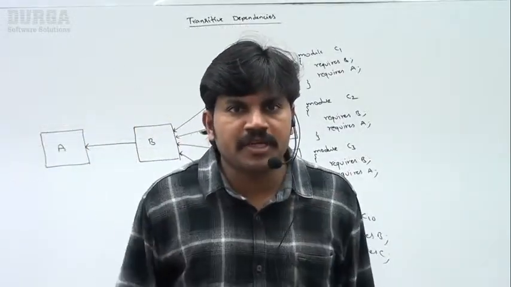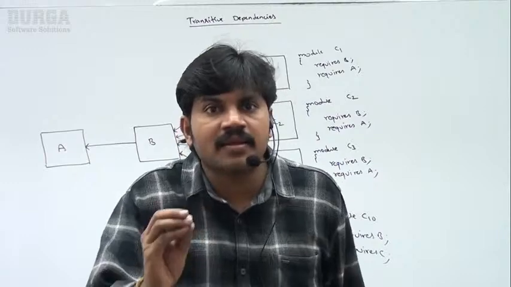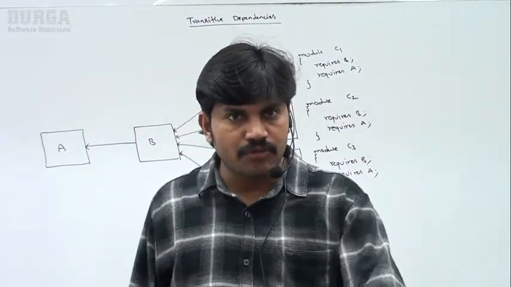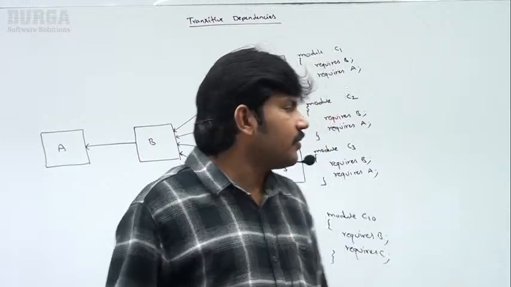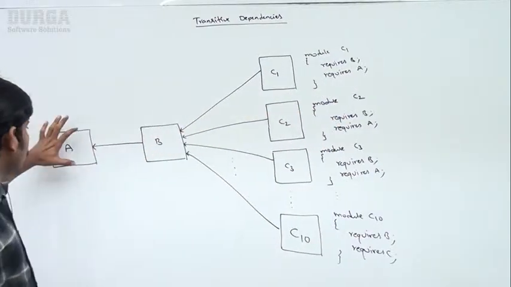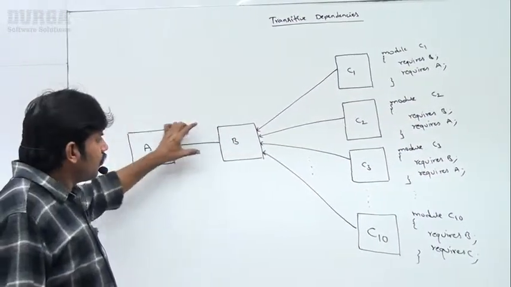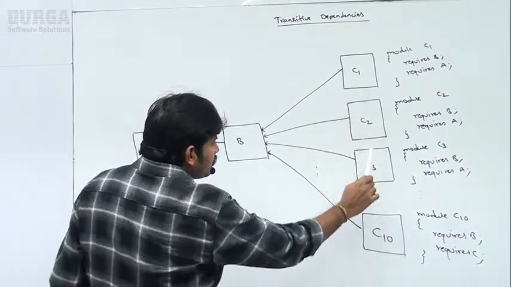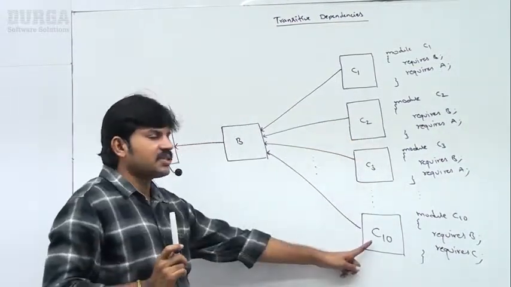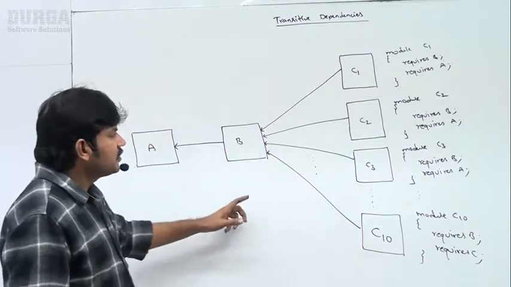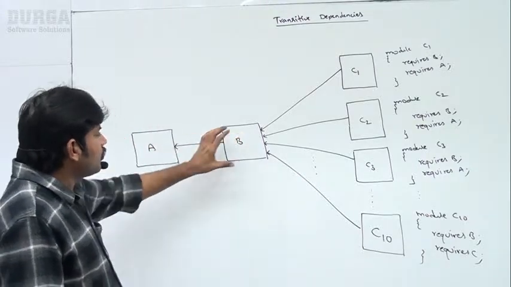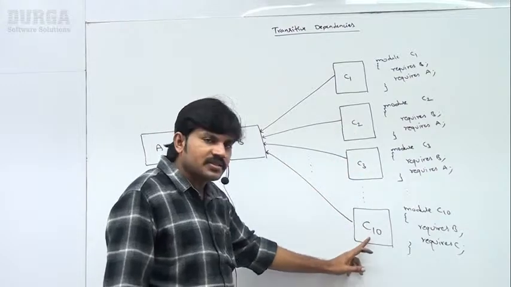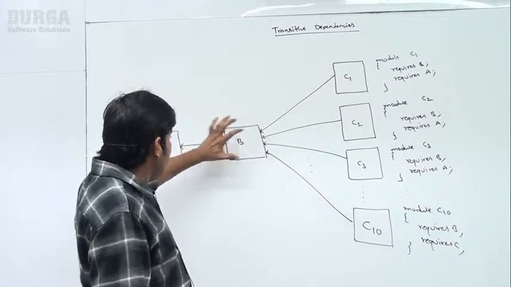Sir, now let me explain another small case study so that you may get some clarity related to the transitive keyword, right? Sir, very simple. Here observe that module A is available, module B is available, and C1, C2, C3 and so on, up to C10 modules are available. Okay, remember that. Sir, here have you observed, B requires A, and C1, C2, C3 and so on, C10 require B and A.